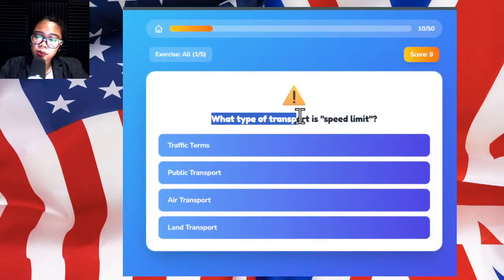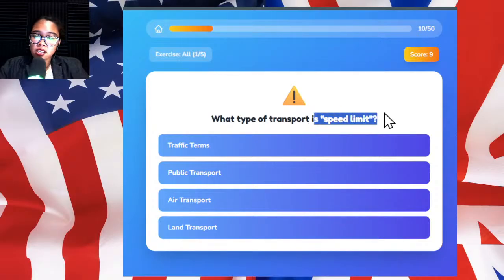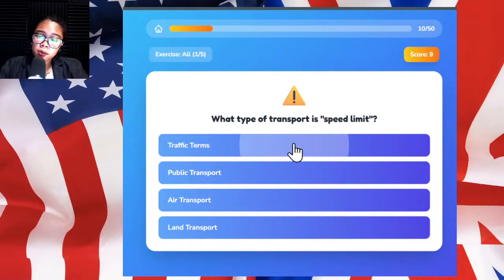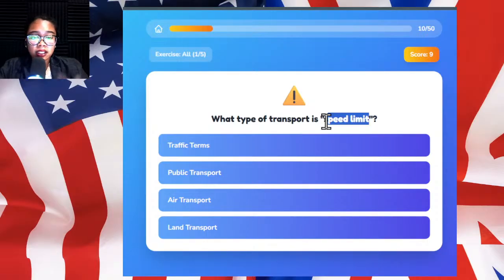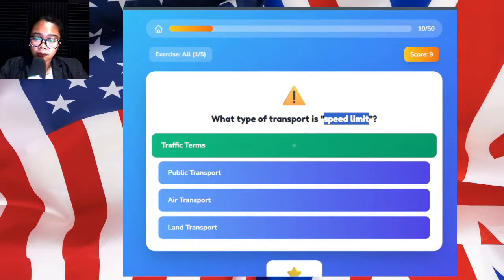Next, what type of category is speed limit? We're referring to category, and out of all four options, there's only one that is not a transportation vehicle category. What is the speed limit? This is the legal speed allowed for any kind of vehicle on a particular street or road. So speed limit is a traffic term.